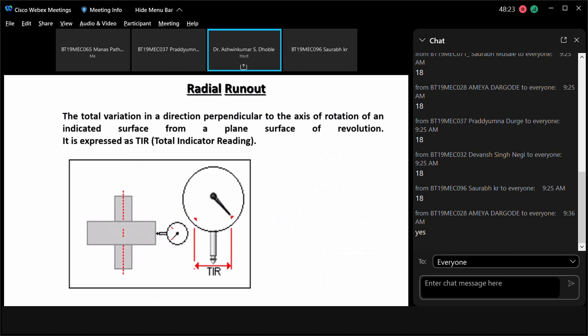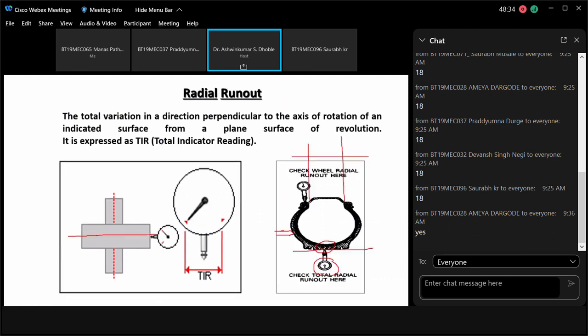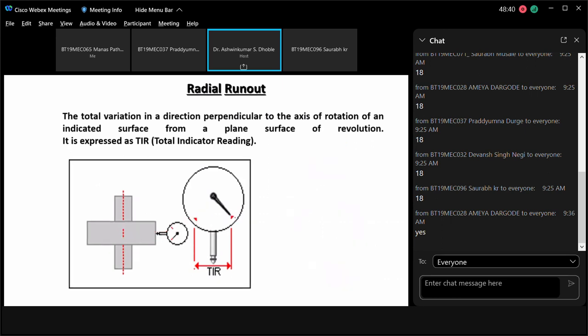So now, this is the radial runout. The total variation of direction perpendicular to the axis of rotation of an indicated surface from a plane surface of revolution, it is expressed in TIR. तो ये सर यहाँ है पॉइंटर. अभी देखिए अगर आपने ये चक्का रन किया तो ये पॉइंटर यहाँ हो गया. तो ये जो टोटल रीडिंग है इतना आपका टायर आउट ऑफ प्लेन दौड़ रहा है. So this is basically the radial runout. ठीक है, have you understood this?